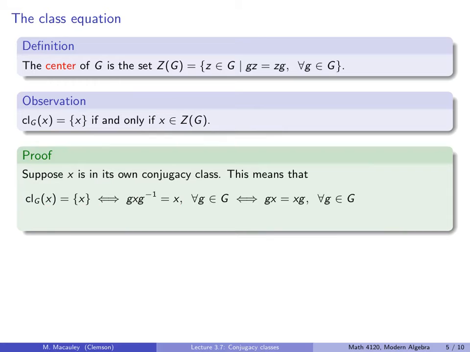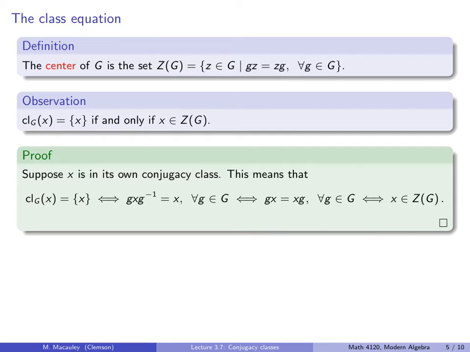Equivalently, multiplying both sides of this equation by G on the right-hand side, that means that GX equals XG for all elements in G. And again, that's an if and only if statement. And that holds if and only if X is in the center. And that's the end of the proof.